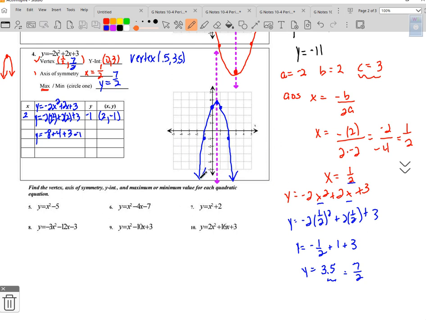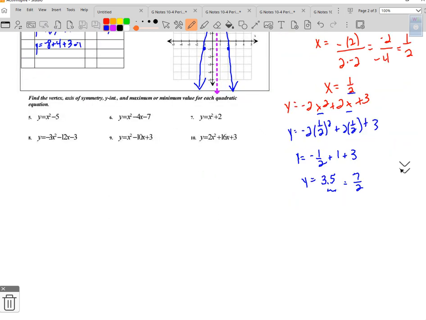Okay. So that is the graphing. For these, you're going to find the vertex, axis of symmetry, y-intercept, and maximum or minimum. So I'm going to go through these a little bit quicker since I've gone through the other ones pretty painstakingly.